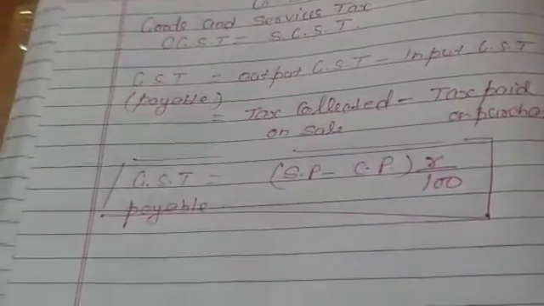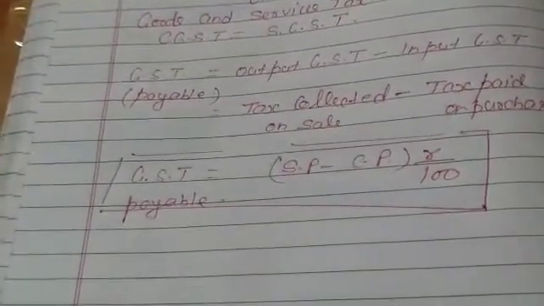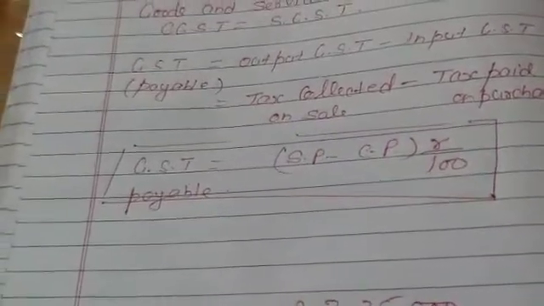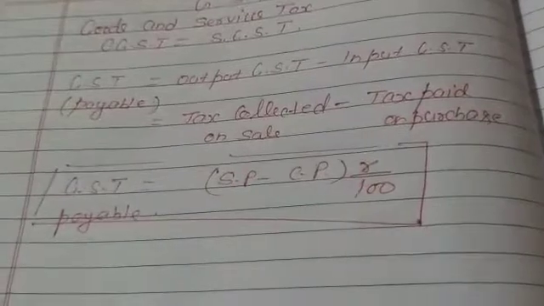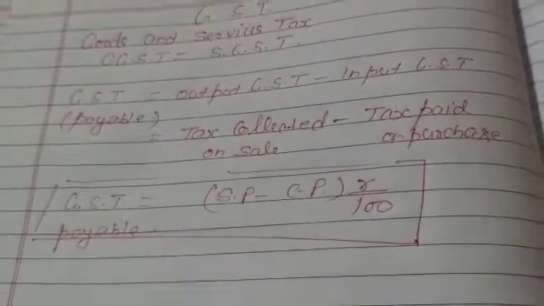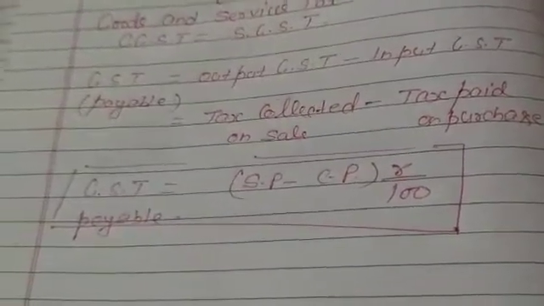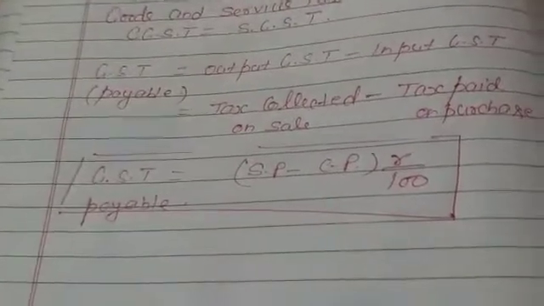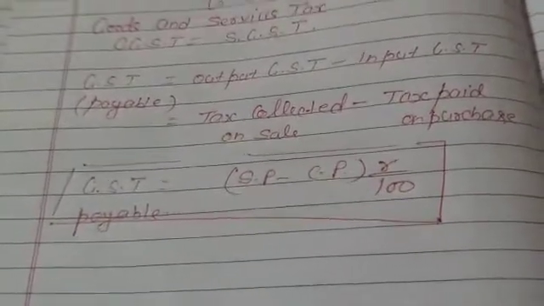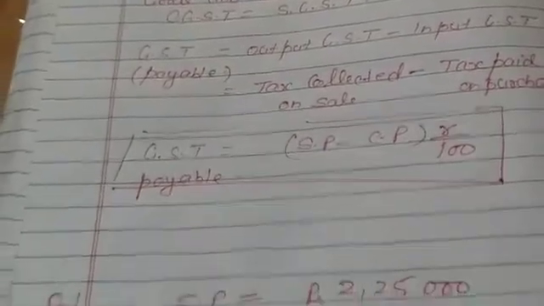I repeat, output GST means the amount of tax collected by the businessman on the selling of the article, while input GST means the amount of tax paid by the businessman on the purchase of the article. And for the GST credited, we will use the formula input GST minus output GST.